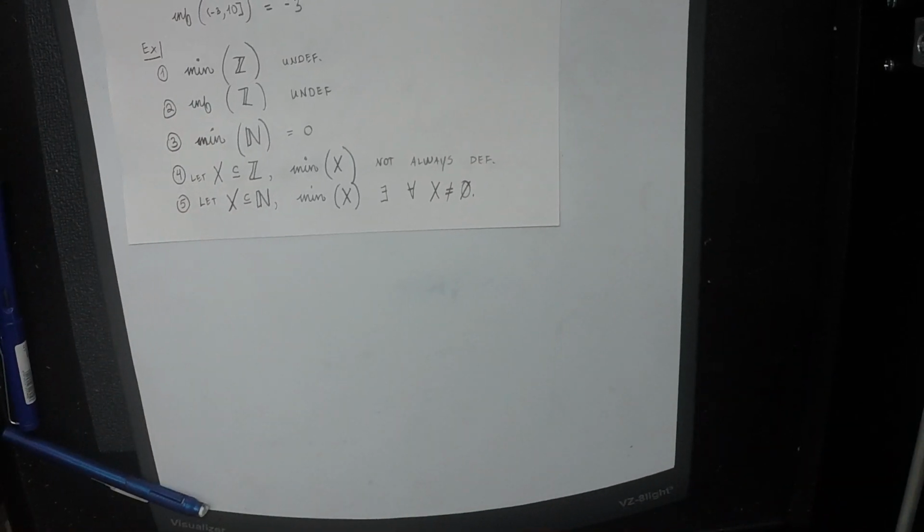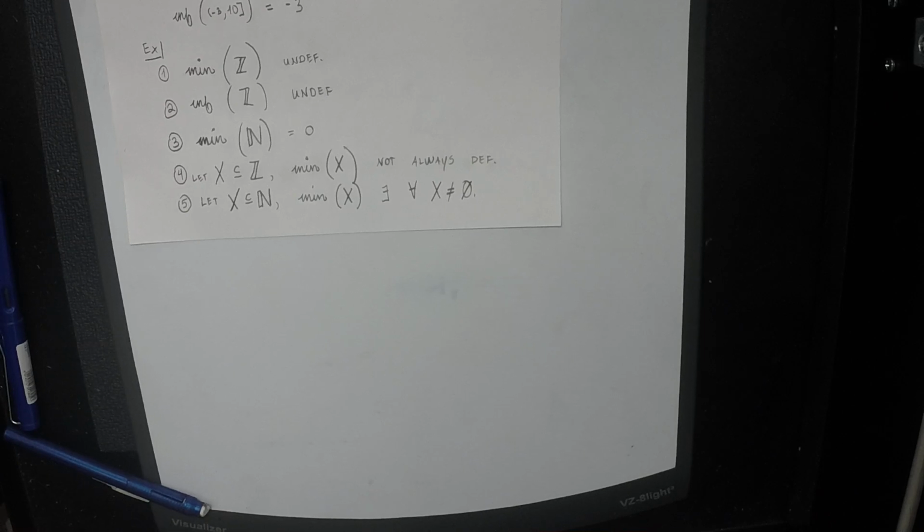So this last item, the fact that every non-empty subset of the naturals has a least element, has a minimum, is so important that it's given a name. Does anyone know the name of 5? What is it? Someone said it. Well-ordered. The well-orderedness of the naturals.